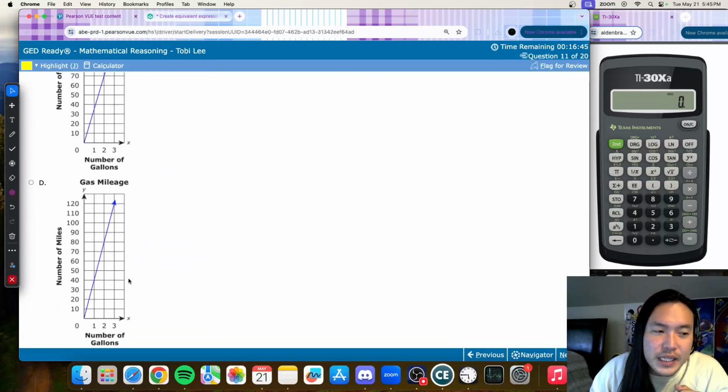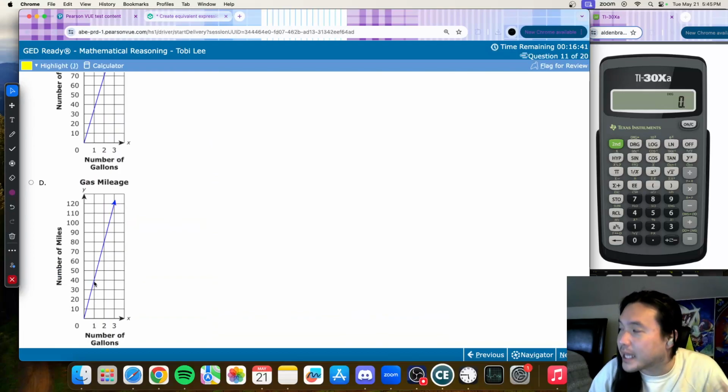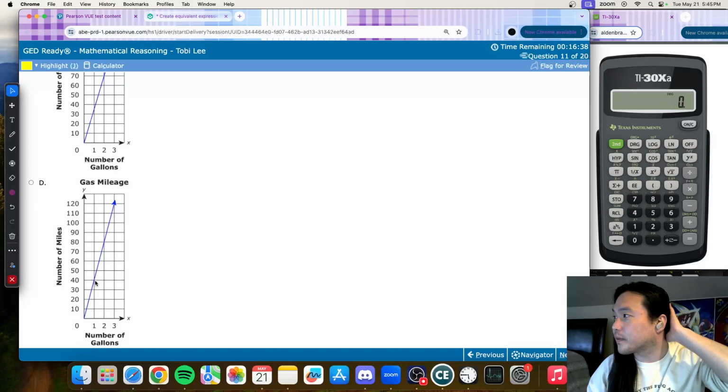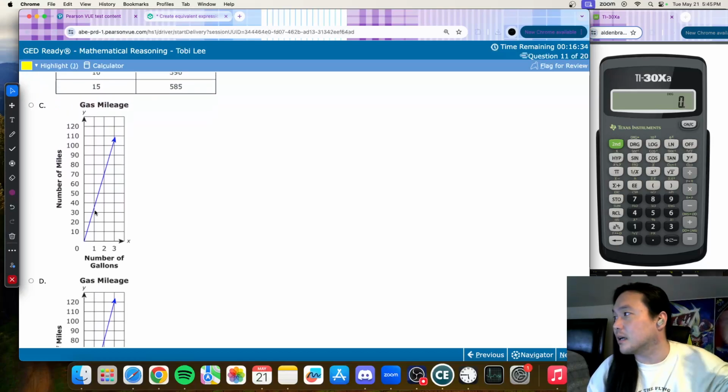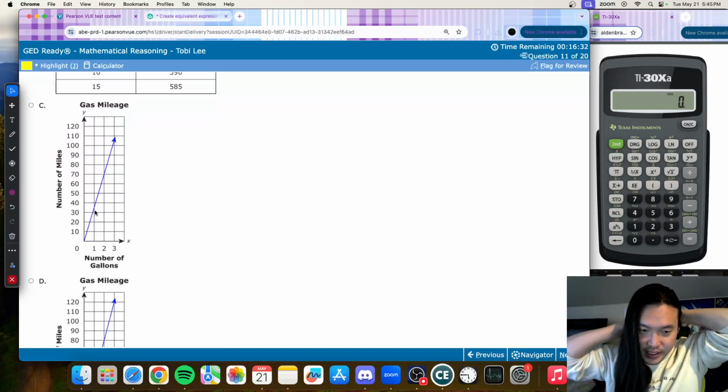So here, the graph ones are the easiest ones. For 1 gallon of gas, we get 40 miles. Still amazing, but still not better than 45. And then for C, it's about 35. Still amazing gas mileage, but definitely less than 45.